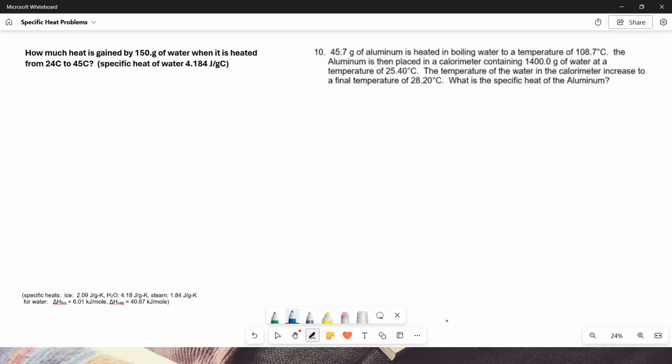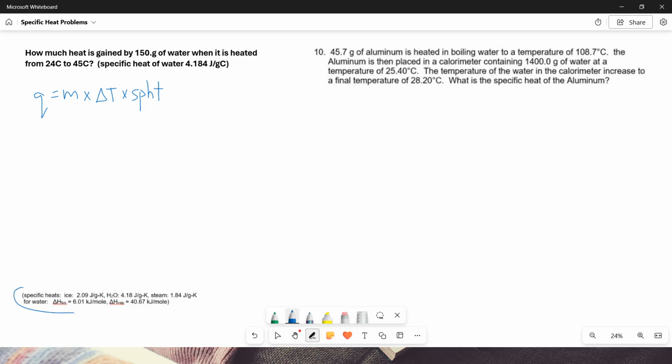And what I want to tell you is that specific heat is the amount of energy that it requires for 1 gram of substance to increase 1 degree. And so our general formula for specific heat is going to be Q, which represents heat, equals the mass, times the change in temperature, times the specific heat. Now, specific heat is a constant that is different for different substances.